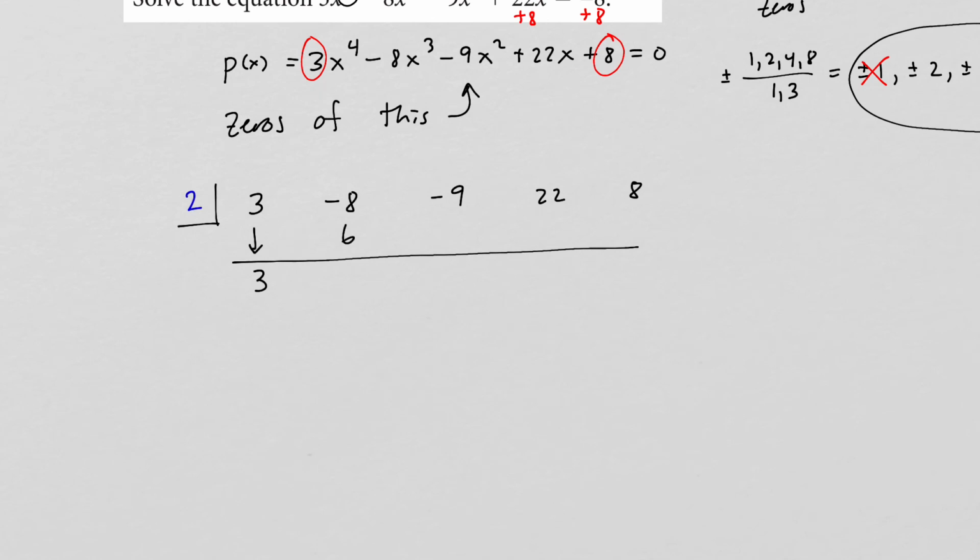2 times 3 is 6. Negative 8 plus 6 is negative 2. 2 times negative 2 is negative 4. Adding those, we get negative 13. 2 times negative 13 is negative 26. If I add those, I get negative 4. And 2 times negative 4 is negative 8. And negative 8 plus 8 is 0. So this is a success. We have found our first 0, and that first 0 is the number 2.